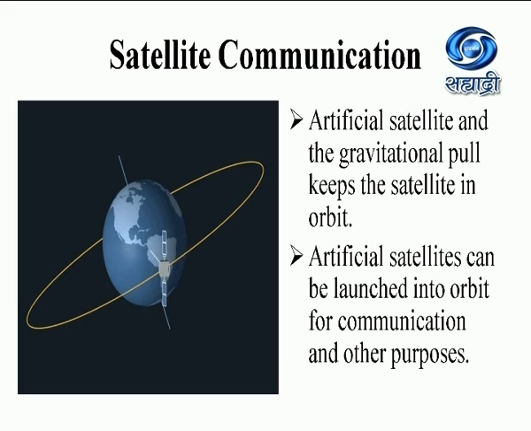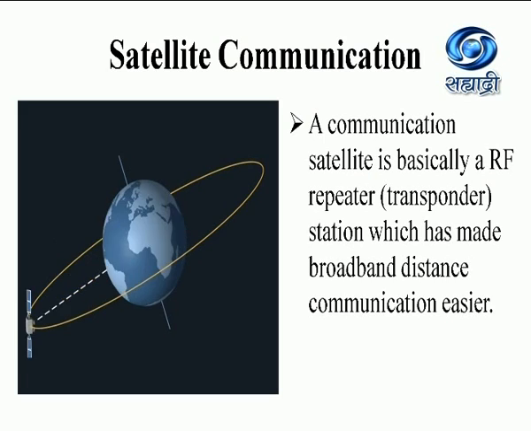So artificial satellites and the gravitational pull keeps the satellites in orbit. Artificial satellites can be launched into orbit for communication and other purposes. By using the satellite application, we can launch an artificial satellite for communication, which will revolve around the Earth. A communication satellite is basically an RF repeater.